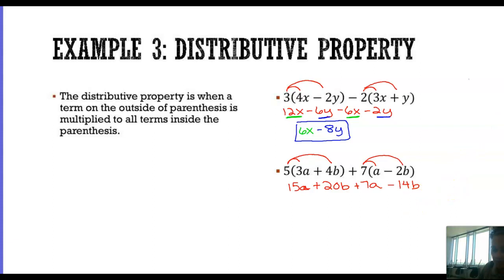Again, let's check. Are there any like terms, anything we can combine together? Let's combine these a's with a's. 15 plus 7, we have 22a. And then let's combine the b's together. 20b minus 14b is 6b. And then we're done with that problem.